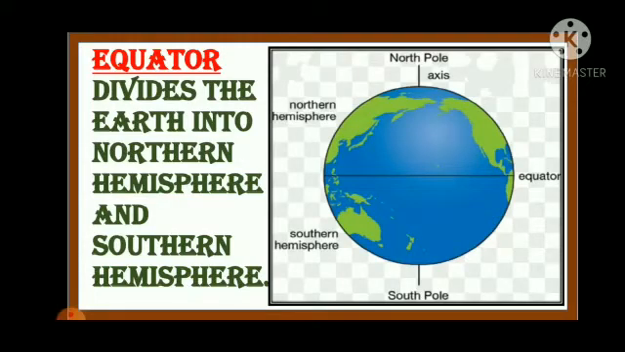It is 0 degree latitude. So the equator divides the earth into the northern hemisphere and southern hemisphere. Understood?